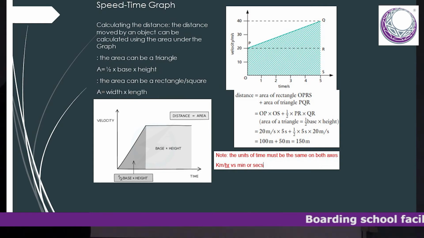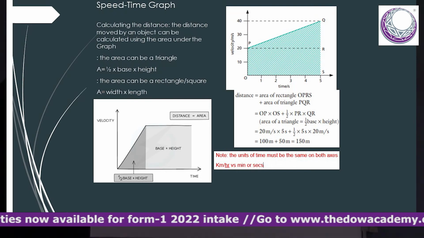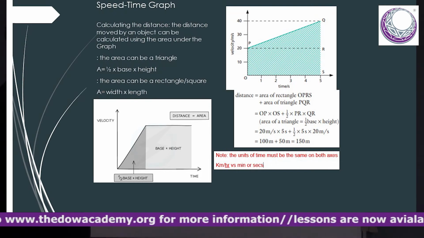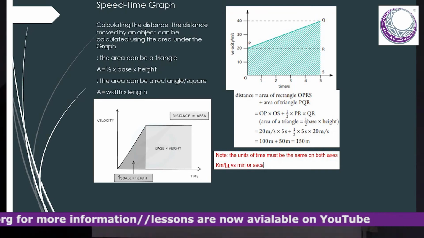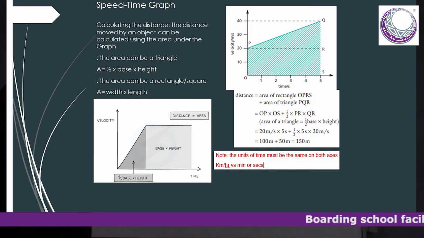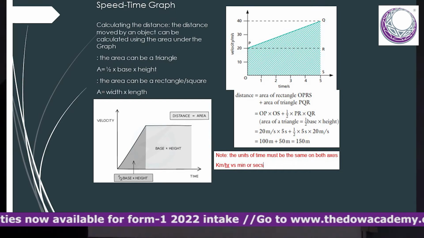Then area of a rectangle is length times width. It should not be a problem. Our length is 20, our width is 5. Multiply 20 by 5, you get 100. Then you go to the triangle, using half base times height. You are going to have your formula: half, multiplying the 5, multiplying the 20.